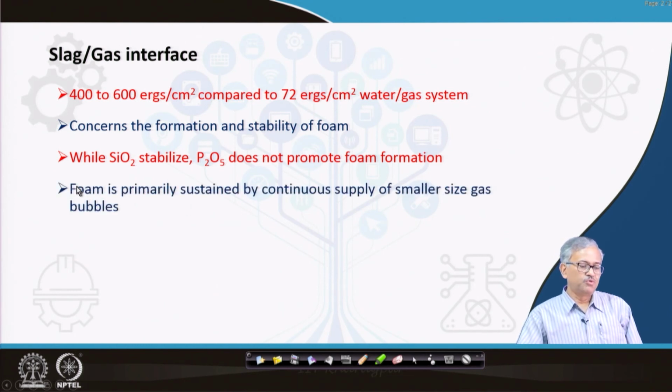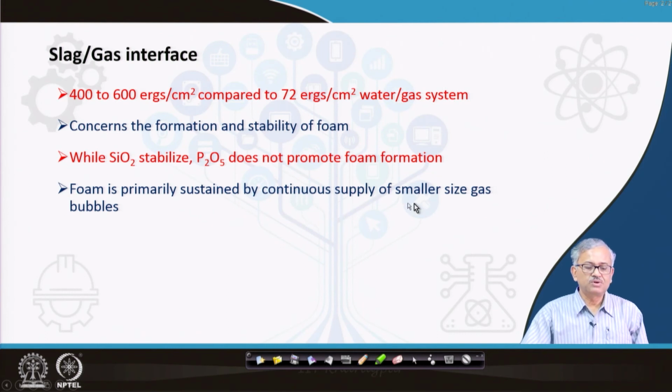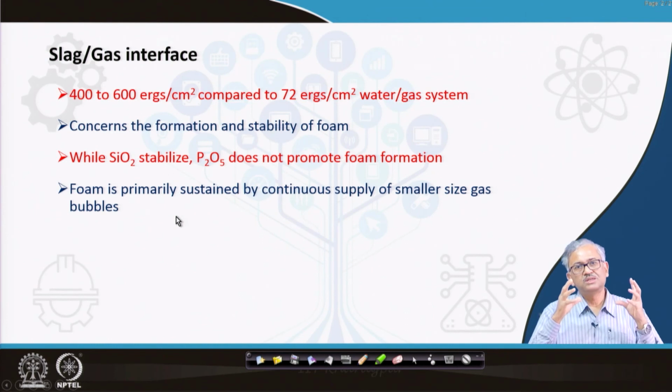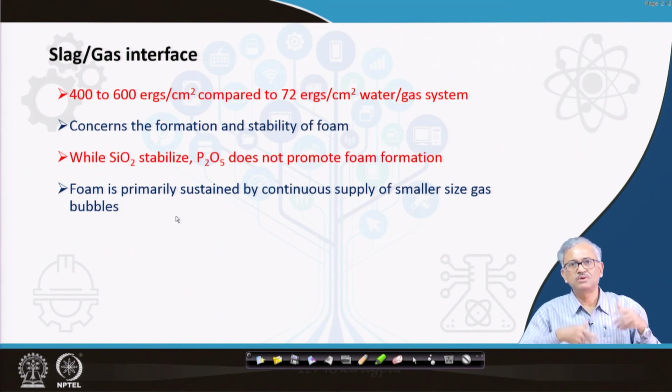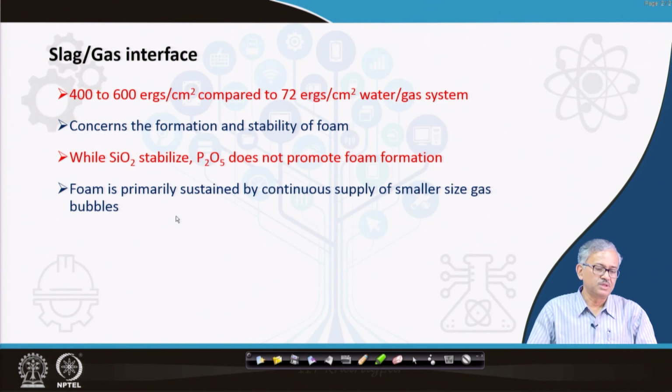And finally, the foam is primarily sustained by the continuous supply of small size bubbles, because in the foam at steady state you require a large amount of bubbles, okay, that basically will sustain the foam by buoyancy. So you need a continuous supply, because when the gas comes, bubbles escape to the atmosphere, so you have to continuously supply the CO bubbles into the phase. So as long as CO bubbles are there, the foam is stabilized as well as the emulsion is stabilized. When the foam collapses, the emulsion will also collapse.